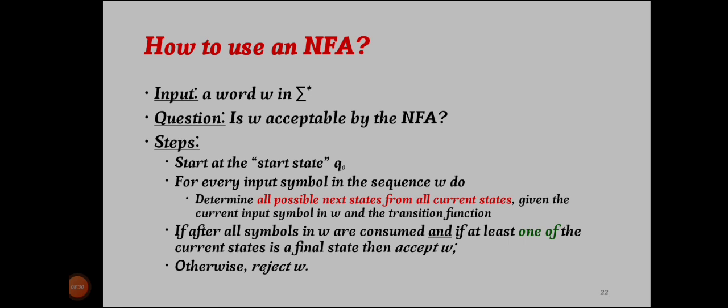And let us talk about how to use an NFA. Input a word W in sigma star. Question: is W accepted by the NFA? Steps: start at the start state Q0. For every input symbol in the sequence W, determine all possible next states from all current states given the current input symbol in W and the transition function. If after all the symbols in W are consumed at least one of the current states is a final state, then accept W, otherwise reject W. This is about how to use an NFA.